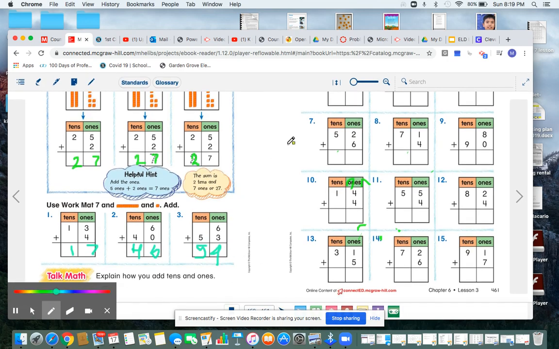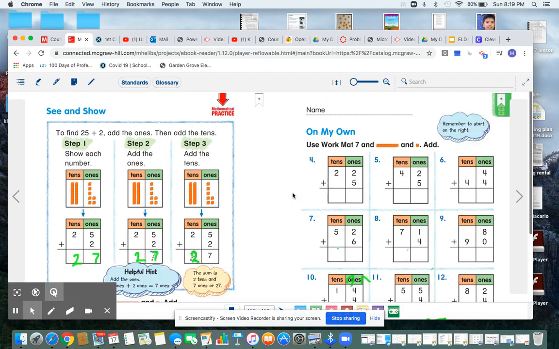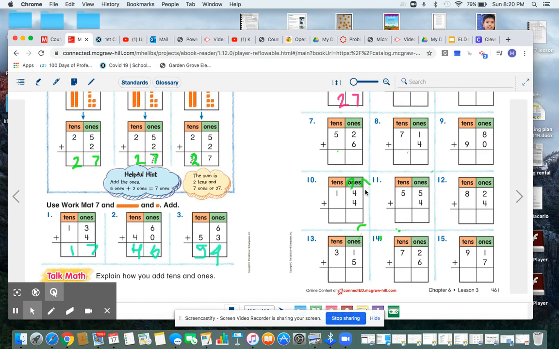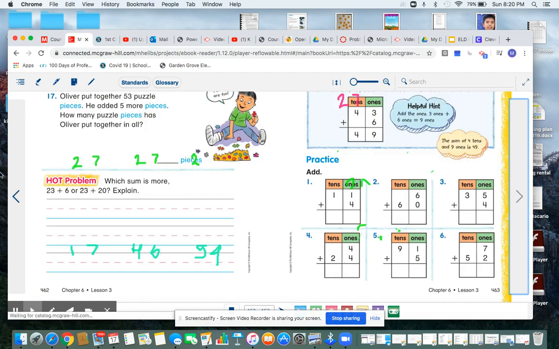So I'm going to help you guys complete some of this over here on this page. Okay, I'm going to do the first one. So I'm going to add the ones place. Once you add the ones place, 5 plus 2 is 7. And then 2 plus 0 is 2. So go ahead and complete this page for numbers 4 all the way to 13. And then you're going to turn the page and complete the back.